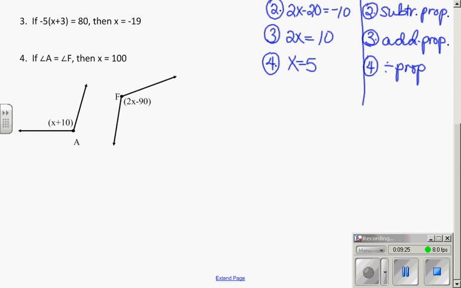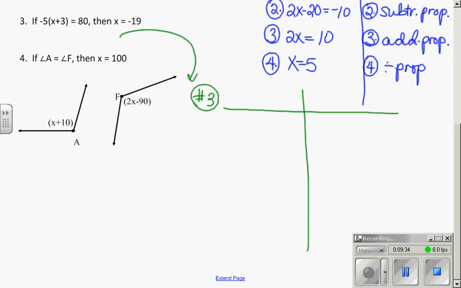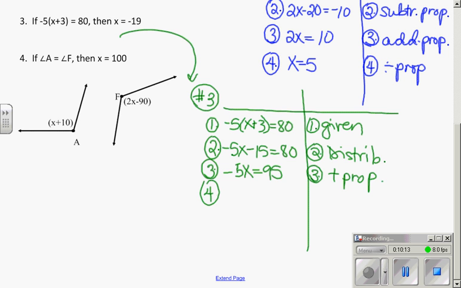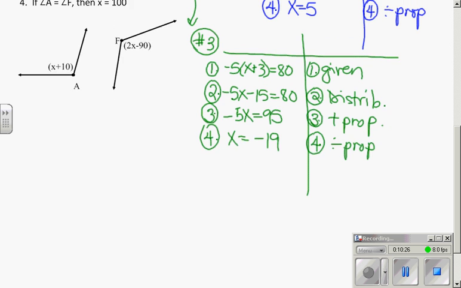Now the next one is very, very similar. And so we start with what we're given, and we work our way down to the end. We start with negative 5 times (x plus 3) equals 80. First thing I'm going to do is the distributive property. That is my reason that lets me do that next step. Then I'm going to add 15 to both sides. The addition property is what lets me do that. And I'm going to divide both sides by -5. And my proof is done.